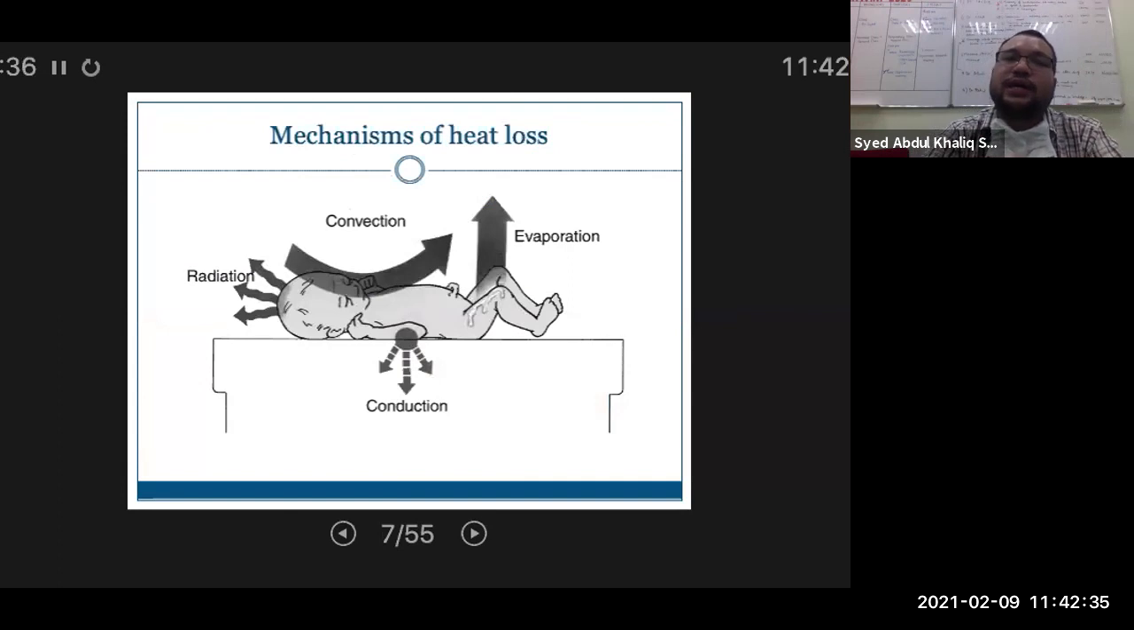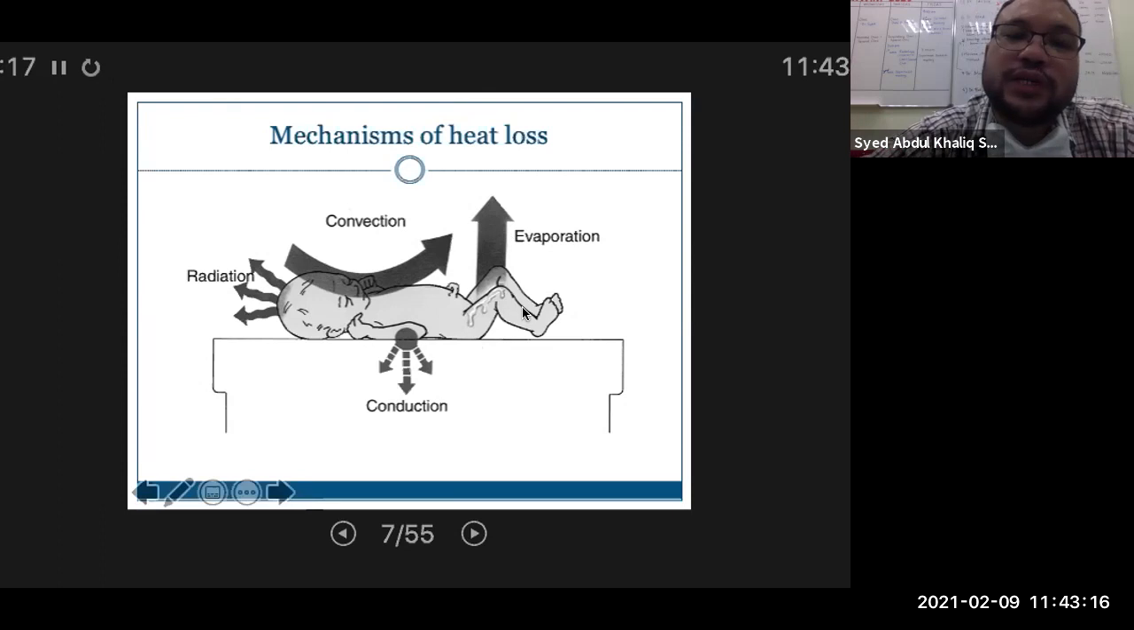So how do we lose heat? To any surface that conducts heat, so this is how you lose heat by conduction. And then you may also lose heat by radiation. So if you don't have a radiant warmer, or you have no heat, the heat dissipates through the air by radiation, or by convection if there is a fan. So this is convection, or evaporation. From fluid, from water, it changes into vapor. So this is evaporation. So this is how the baby can lose heat.